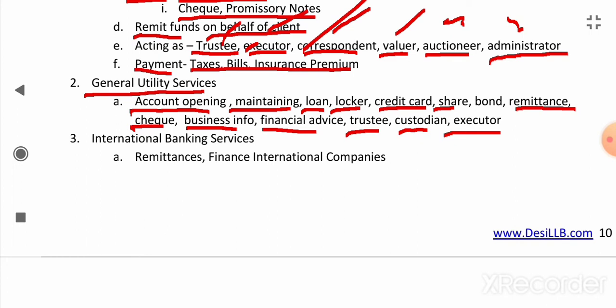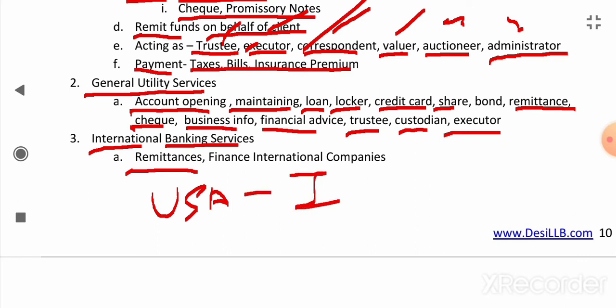Next, secondary services will be international banking services. The banks will provide international banking services like remittance. If someone transfers some amount from USA to India, it will be a foreign remittance, an international remittance taking place from one country to another, or from India to USA. Banks also provide finance to international companies, so these will come under international banking services.